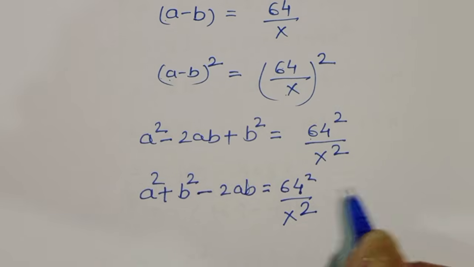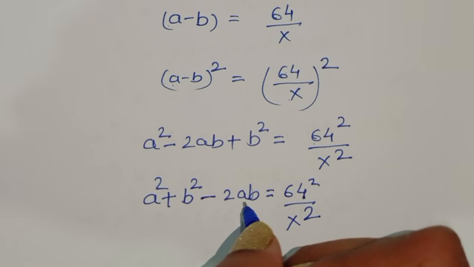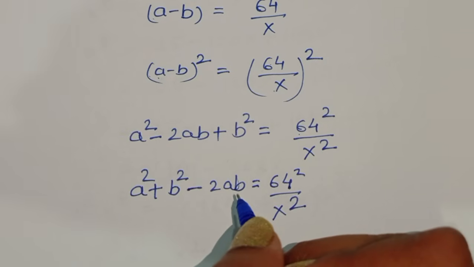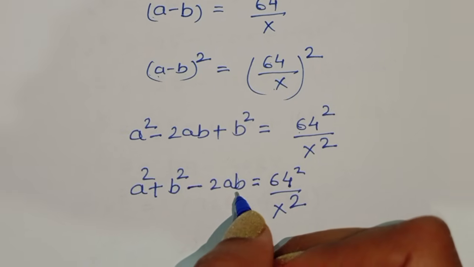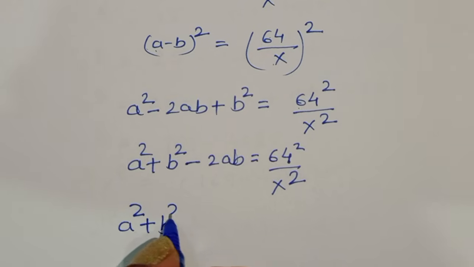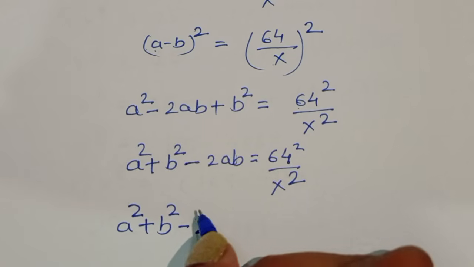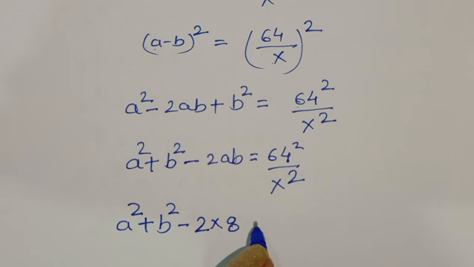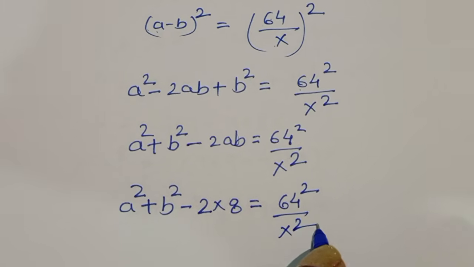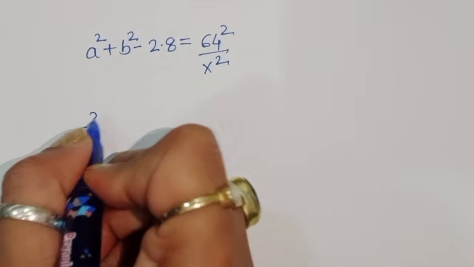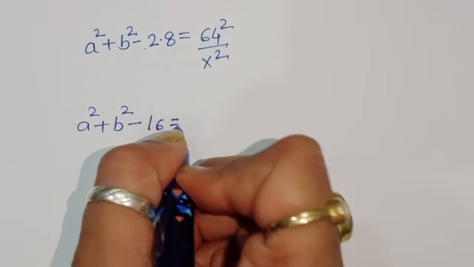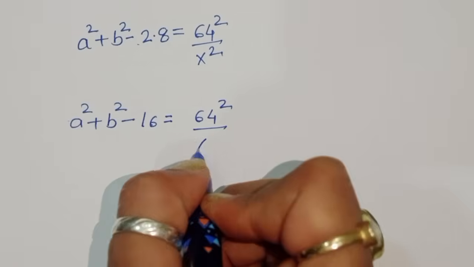Right? Now we know that the value of ab is equal to 8. This is given in the equation. So according to equation 2, the value of ab is equal to 8. Now we have to substitute that value here. So a square plus b square minus 2 times ab, ab is 8, so 2 times 8 is equal to 64 square divided by x square, right? It becomes a square plus b square minus 16 is equal to 64 square divided by x square, right?